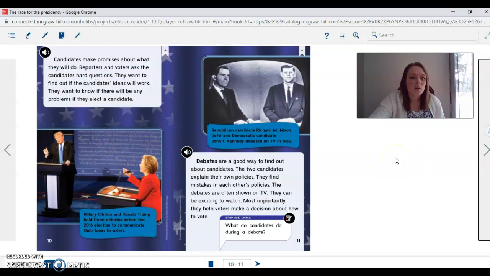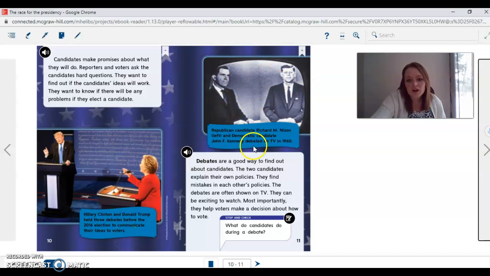Candidates make promises about what they will do. Reporters and voters ask the candidates hard questions. They want to find out if the candidates' ideas will work. They want to know if there will be any problems if they elect a candidate. Hillary Clinton and Donald Trump had 3 debates before the 2016 election to communicate their ideas to voters.